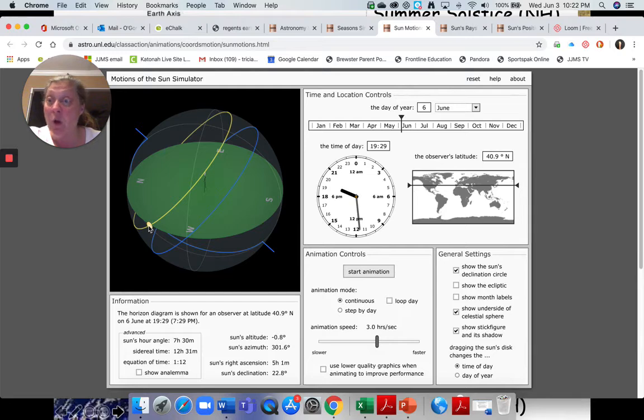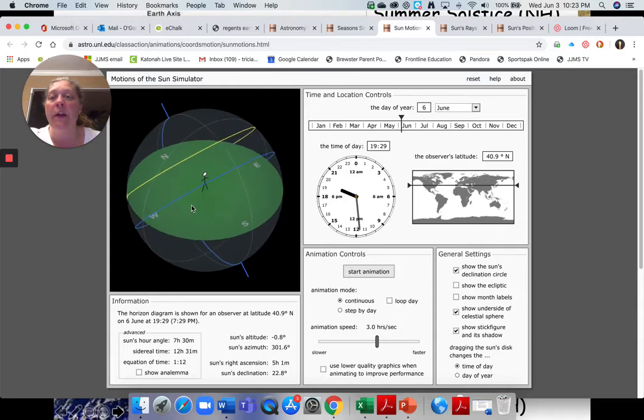That's a really long path. The sun was out a long time today, wasn't it? It was. Okay. Now I'm going to put the sun back to solar noon.